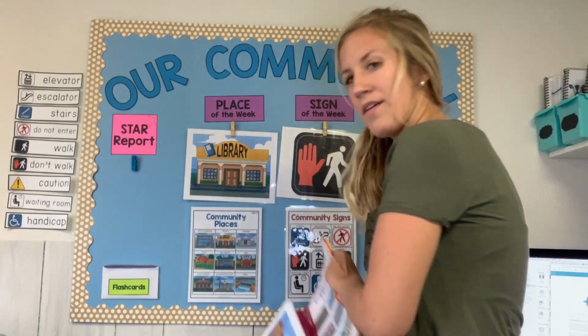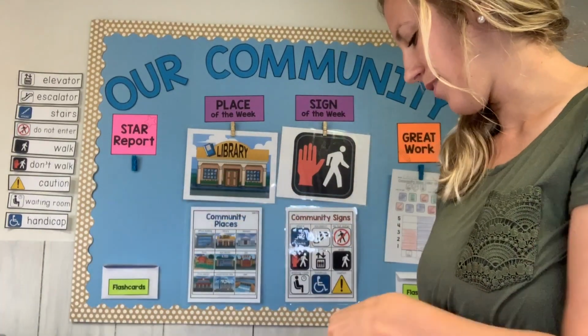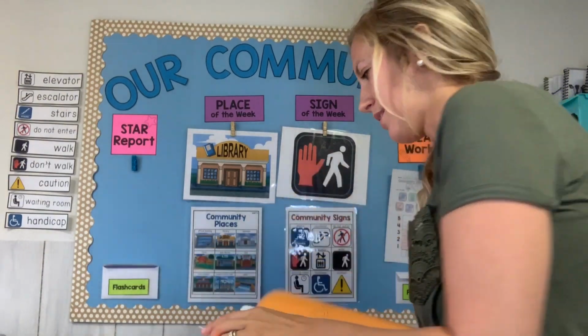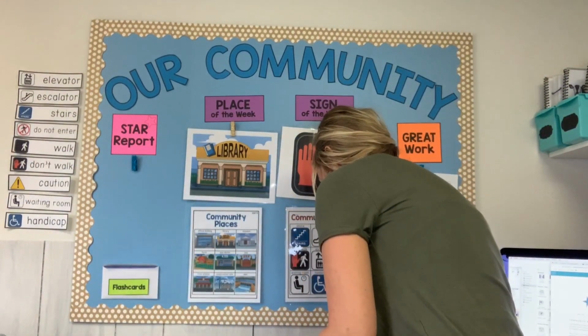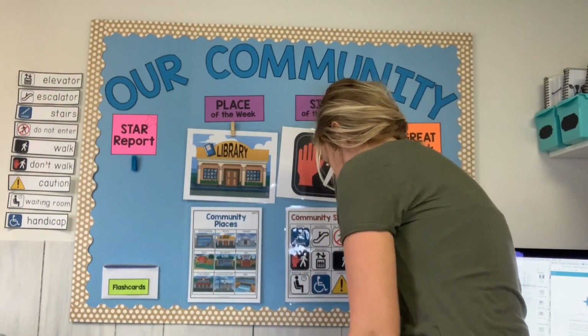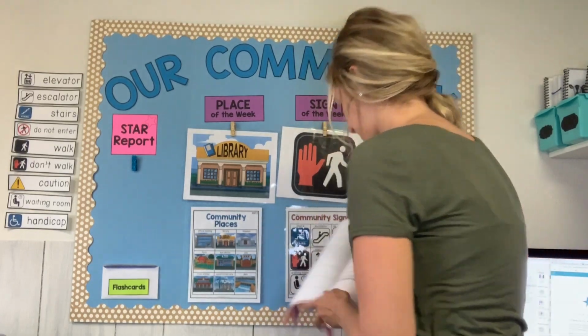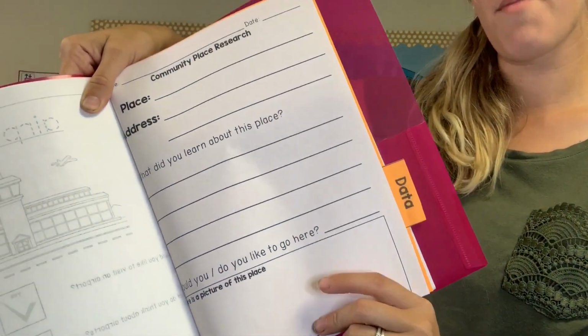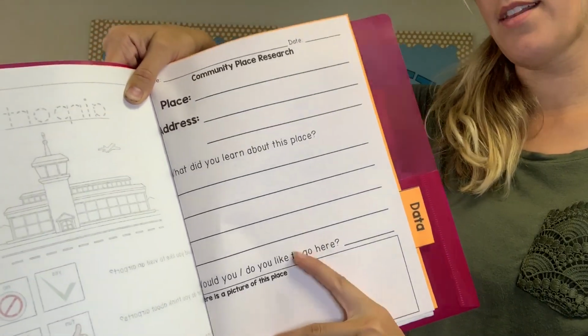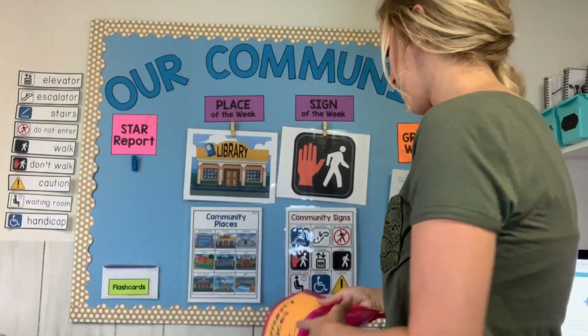And then level 2, we have a research tab in here too. So level 2, students would write down the place, the address, some things they learned, if they would like to go there, and they have an option to draw a picture or cut and paste a picture. So that is the level 2 research.